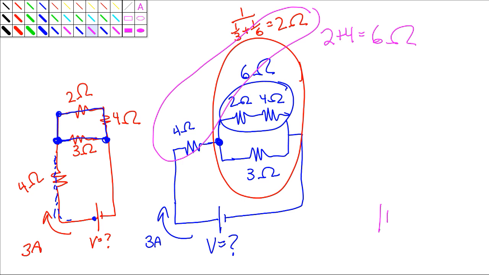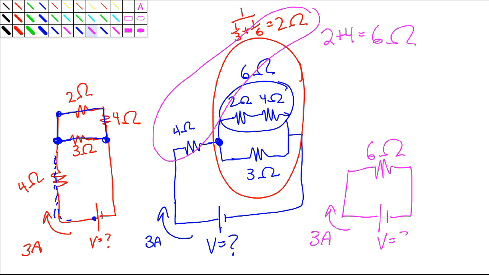So I have this power supply. I have one 6 ohm resistor, which is the equivalent of all of this stuff right here. And I know that I have 3 amps of current. And I want to know this voltage. Well, that voltage is equal to the voltage drop across that resistor, which is equal to I times R, 3 amps times 6 ohms, which of course equals 18 volts. All right, so the voltage of my power supply is 18 volts.